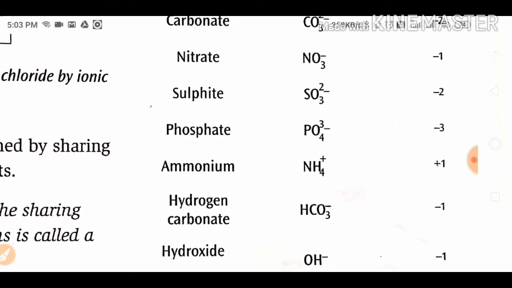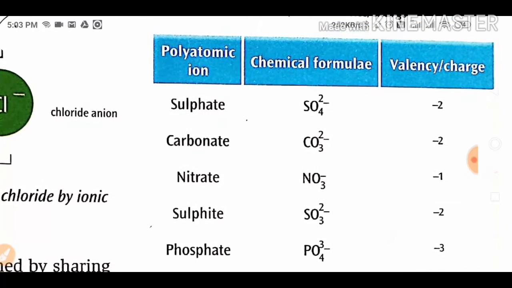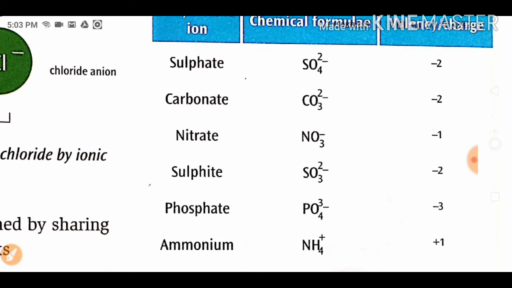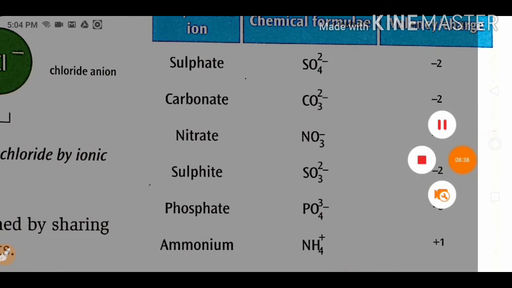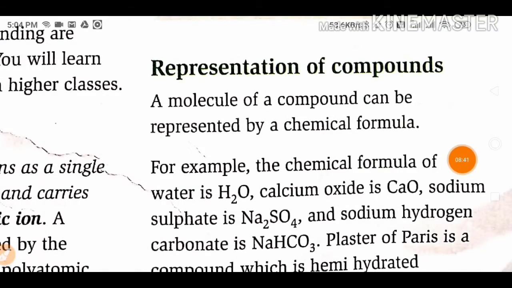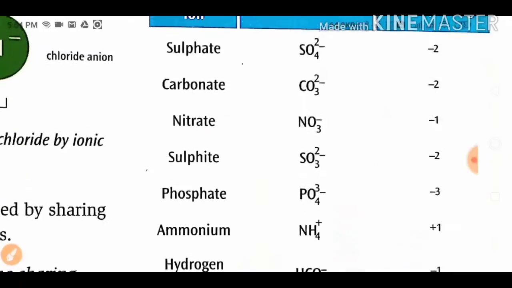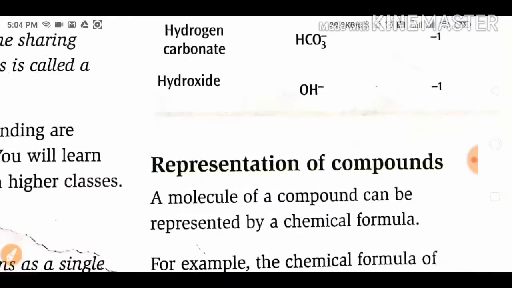The electrons present in the outermost cell are responsible for their valency. So the outermost electrons present in the cell make the valency of any compound or element. Now the question arises, how do we represent a compound? Representation of compound. A molecule of a compound can be represented by a chemical formula, which you read here. How it is formed we will know now.